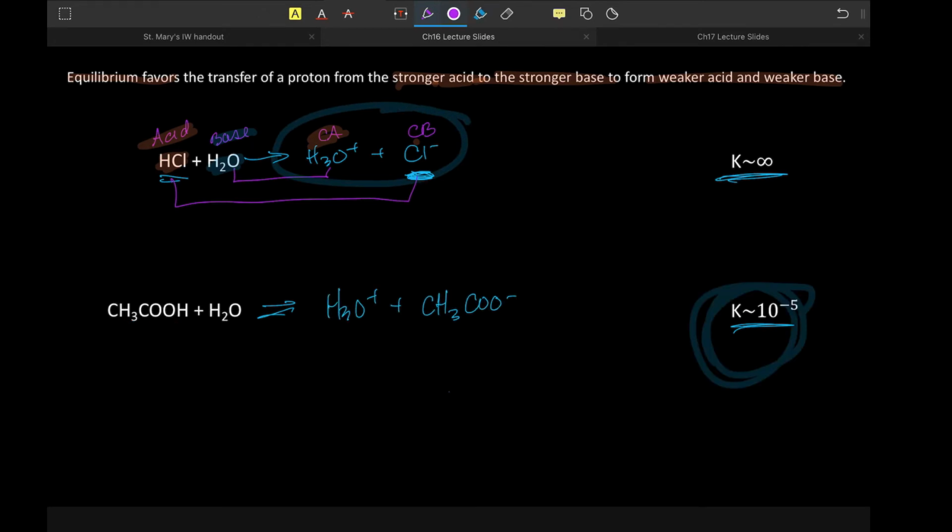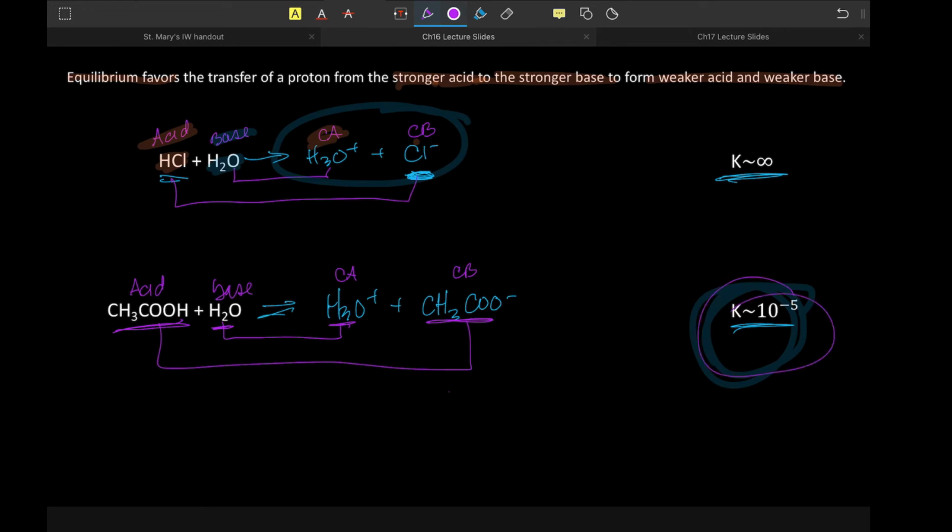Okay, so for starters, analyzing the second one, let's label all of our species. Here we have our acid, here we have our base, here we have our conjugate base, and here we have our conjugate acid. So we have the acid form, which is protonated, and then the base form, which is deprotonated. And here we have the base form, and then we protonate it, and that's our conjugate acid. So again, equilibrium favors the transfer of a proton from the stronger acid to the stronger base. The stronger acid will donate, the stronger base will accept, leaving us with a weaker acid and a weaker base.